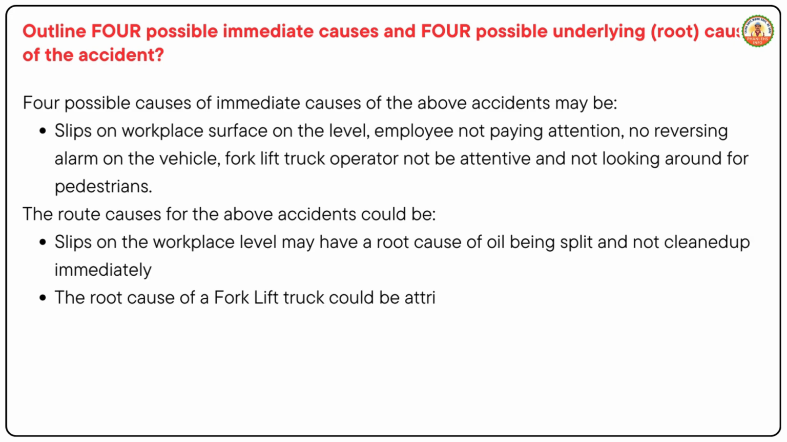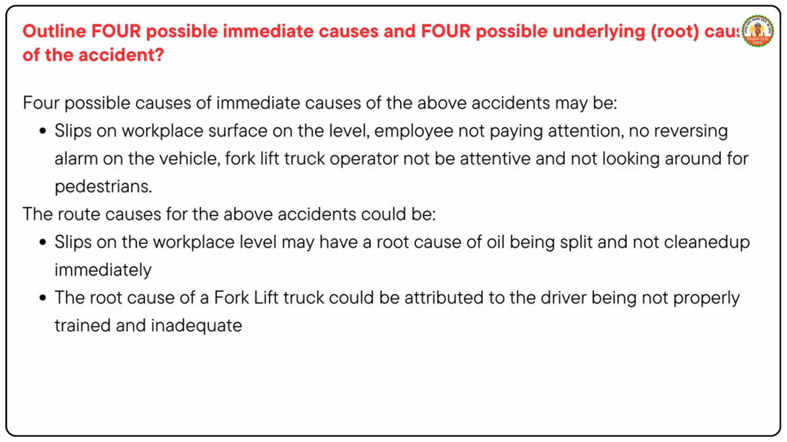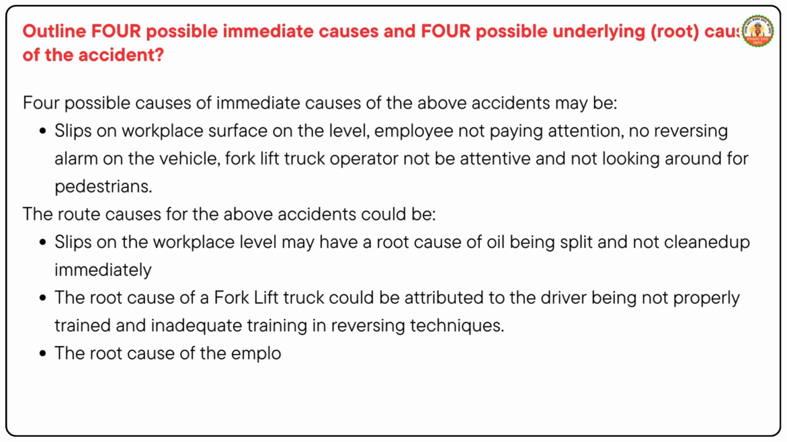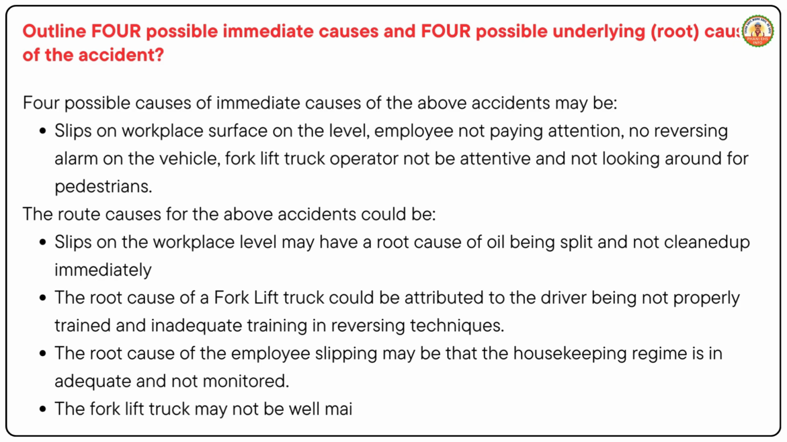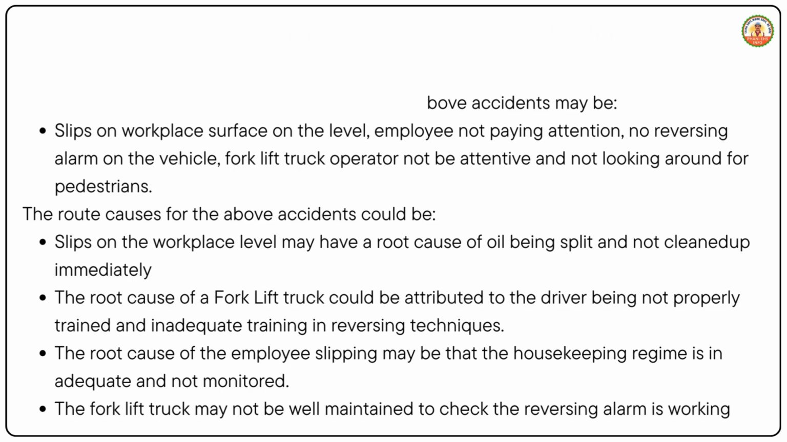The root cause of a forklift truck accident could be attributed to the driver not being properly trained and inadequate training in reversing techniques. The root cause of the employee slipping may be that the housekeeping regime is inadequate and not monitored. The forklift truck may not be well maintained, with no check that the reversing alarm is working.